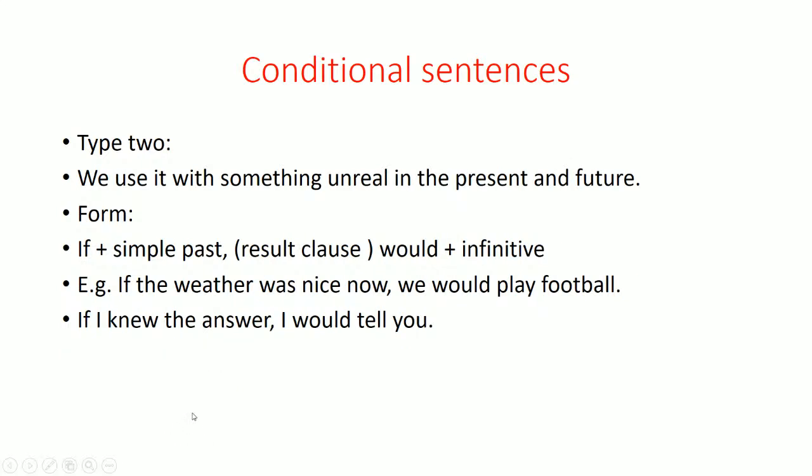Next slide. Type 2. We use it with something unreal or an impossible or unlikely situation. The difference between first and second: the first is real, but the second is unreal. Both are in the present and future. Type 2 is used to indicate unreal, but we use it to indicate present or future. So we use it with something unreal in the present and future.